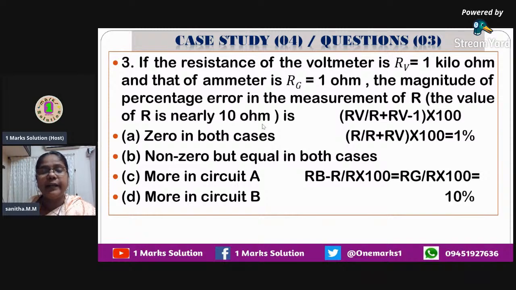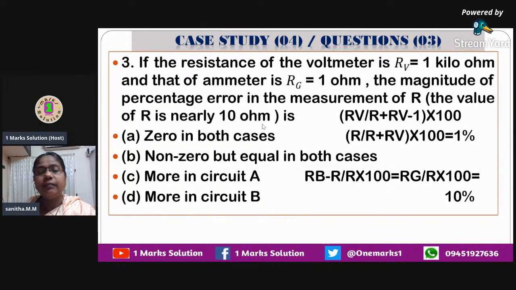We have to find the percentage error. And last year you have studied the percentage error. That means the difference in value of the resistance divided by the original resistance into 100. That will be the percentage error in the measurement. That is delta R divided by R into 100. That is a formula. We can use it. So the value of R also is given as nearly 10 ohm. So we can find the percentage also.